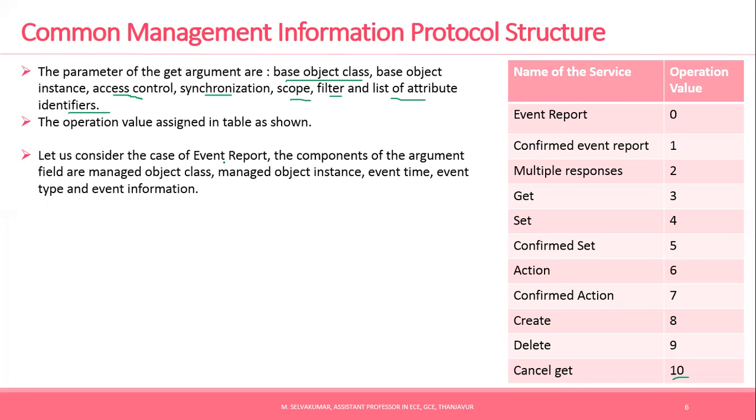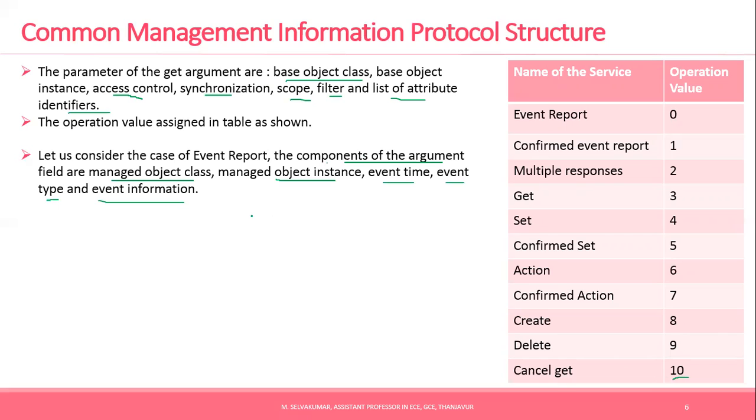So let us consider the class of event report. The components of the argument field are the manager object class, manager object instance, and event time. Event time means the time at which the report occurred. Then event type, which is the type of event to be gathered, and event information, for example, for a circuit or packet, the administrative status, whether locked, disabled, or enabled, has to be obtained.